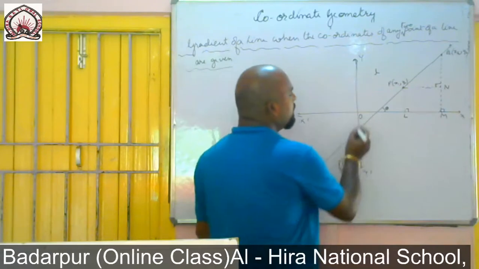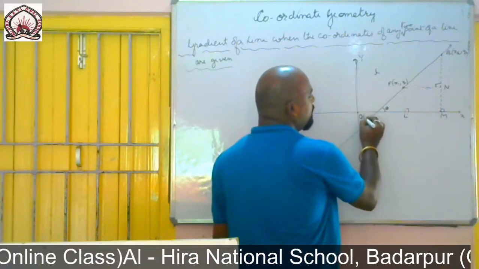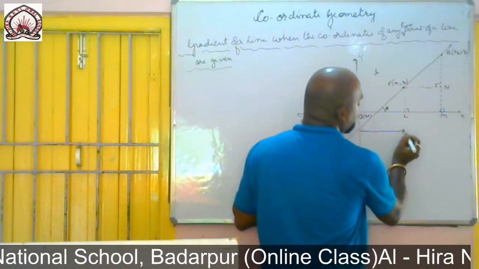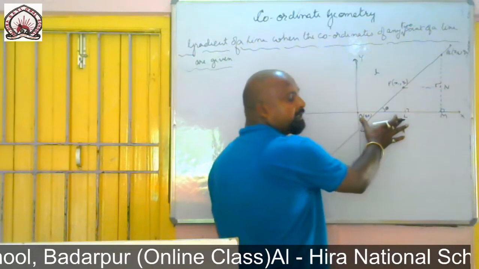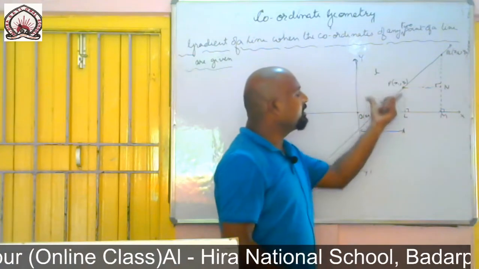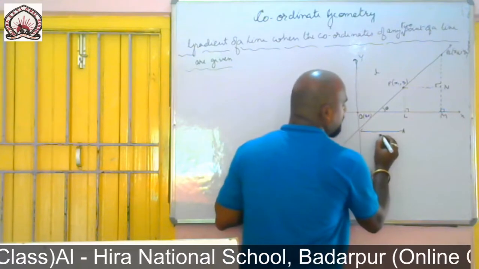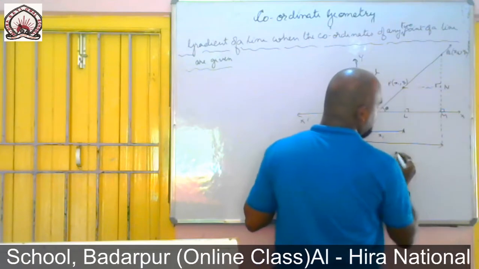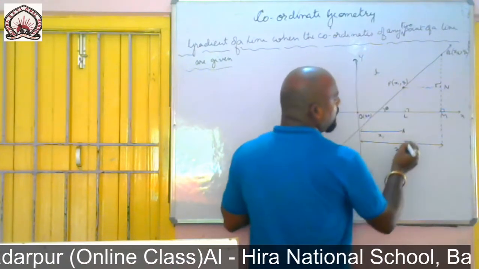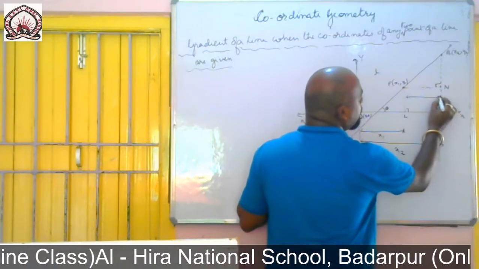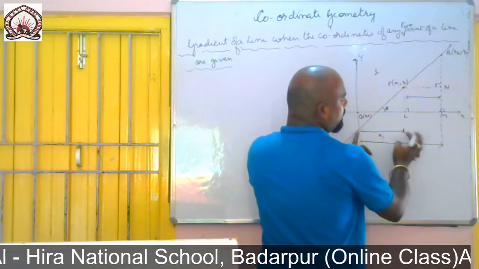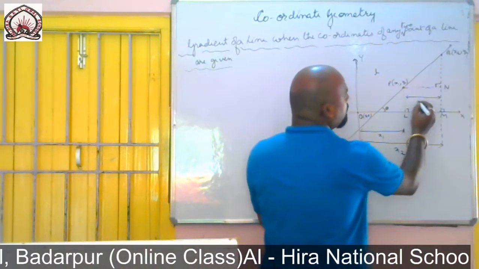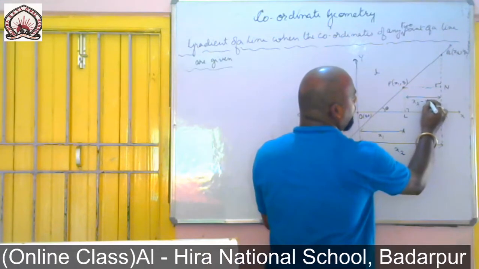Now see. What is the meaning of this? This is origin 0 comma 0. From here to here, this distance is equal to the x-axis value. This is nothing but equal to x1. From here to here, this distance is equal to x2. Now tell me, what is the distance between these 2 points? This is x2, this one is x1. So this distance will be x2 minus x1.